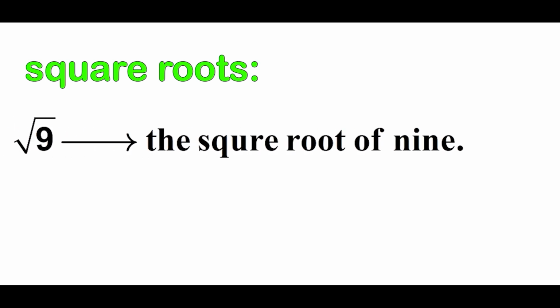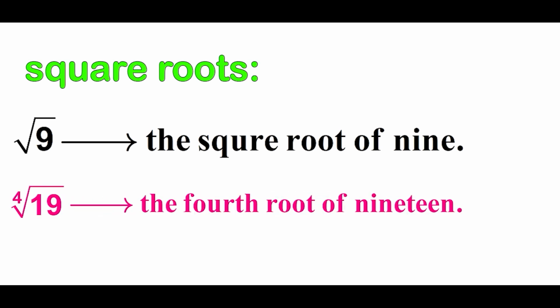Let's move on to square roots. This is the radical sign, and sometimes it's called the square root sign. For example, this is how we read the square root of 9. If there is a number above the radical sign, for example like this, we use an ordinal number to refer to it. For example, the 4th root of 19, the 5th root of 19, the 6th root of 19.